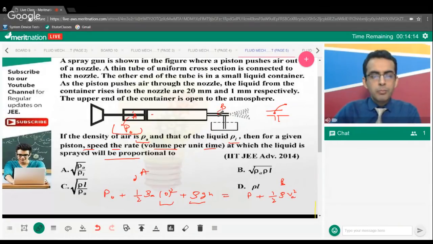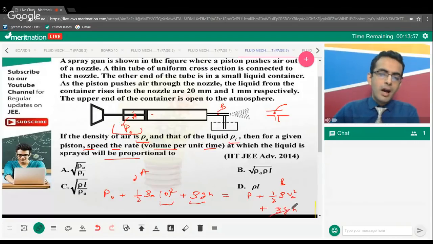At point B. See, Meenakshi, we're talking about reference level. You take height from the reference level. So half rho VA square plus rho GH.